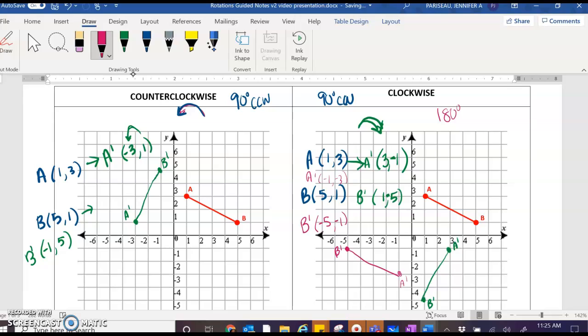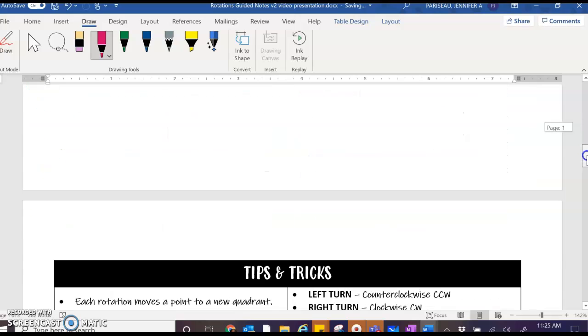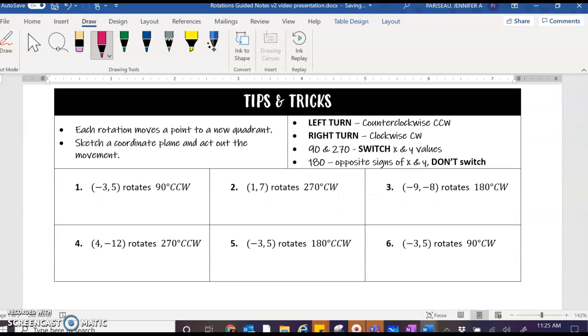Okay. All right. So again, the general idea and the shortcut that I have for you is really taking a look at those tips and tricks. That each rotation moves the point to a new quadrant. So every 90 degrees is a new quadrant. And again, sketch a coordinate plane and act out the movement. That can really help you with determining your signs. So left turn is counterclockwise, right turn is clockwise. And then just remembering that in the 90 and 270s, they switch. So as long as you remember the switching part and who switches, that's the part. Everything else you can kind of figure out by doing a little sketch.